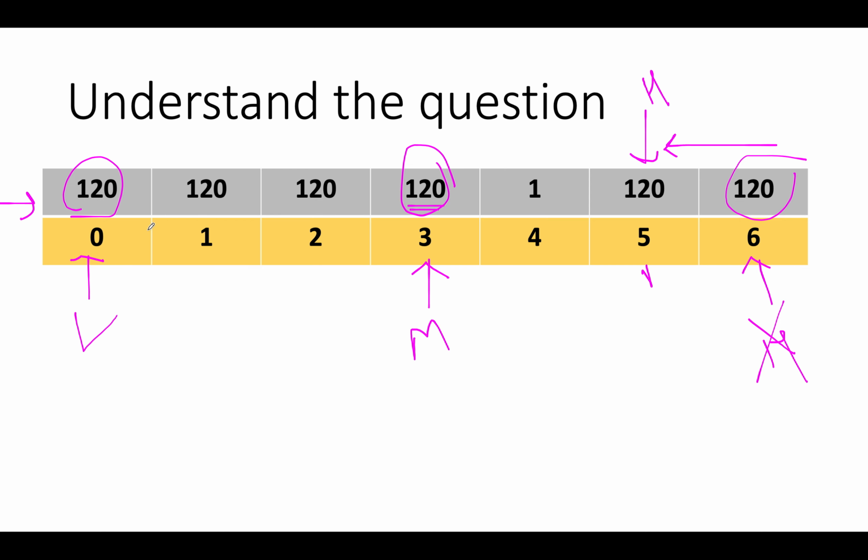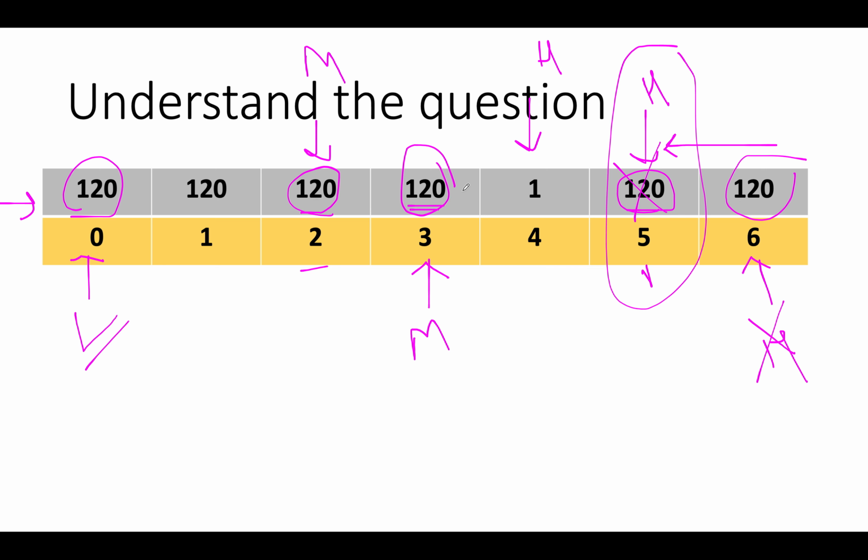Let's continue the process. We have low pointing to 0, high pointing to 5, and the middle element would be 2. So the value at the second index is 120 again. So what do we see? We again see that low points to 120, middle points to 120, and high also points to 120. So in that case, we simply update high to high minus 1. So high gets updated from 5 to 4.